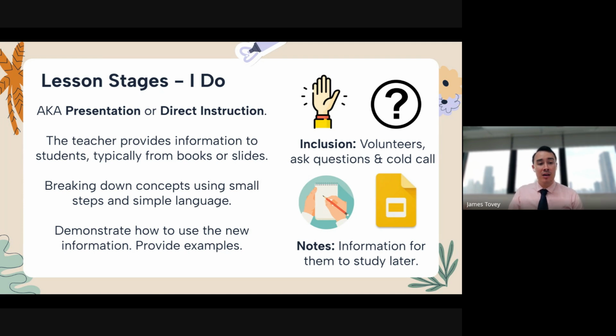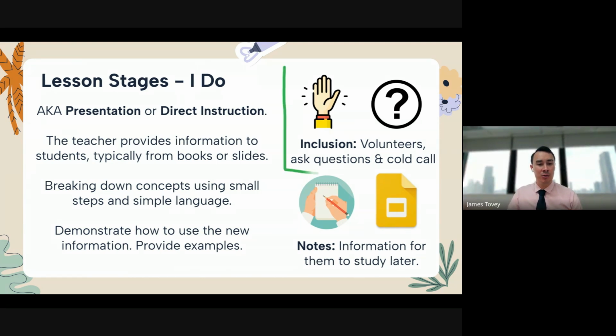Now, you also want to demonstrate how the students should be using the new information that you're teaching them. So if you've got maths equations or grammar points or something like that, show them some examples of how to do it or what to do in these different scenarios.